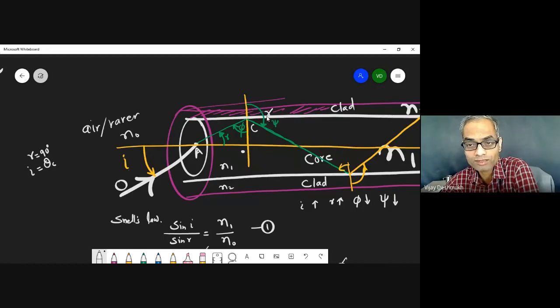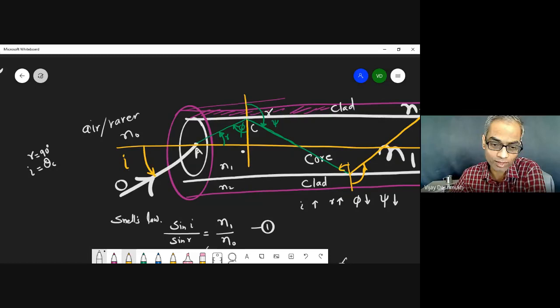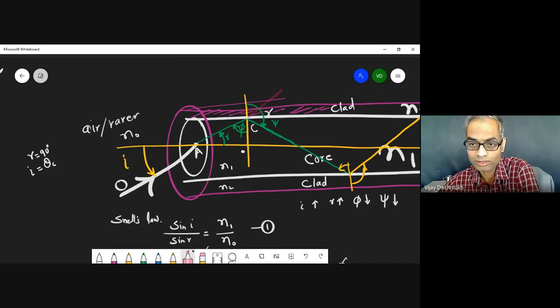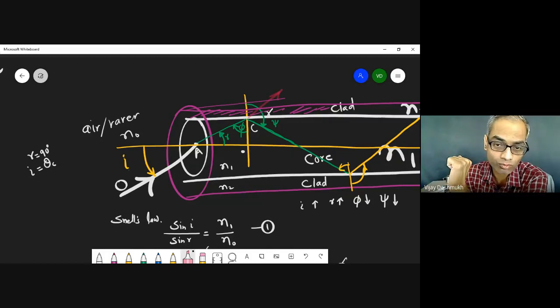Now, if this psi falls below 90 degrees, what will happen? The light will travel, let me show with some color, let me use the highlighter. So it will be lost into the air. It will go into the clad first, and from the clad it will go into the air. So it will be lost. We don't want this. So whatever light is incident in this direction will be lost.